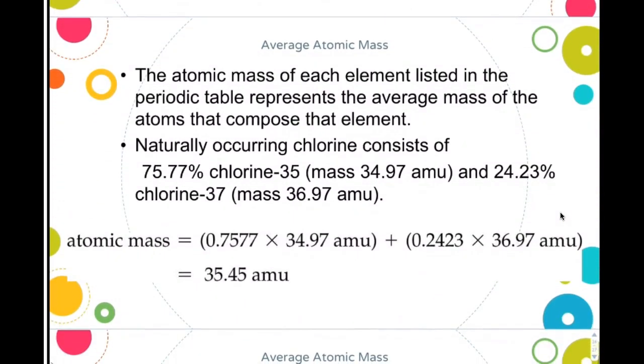So average atomic mass is math that some of my classes are going to do, some of my classes are not going to do. If you're Chem 10, you're going to do this. If you're Chem 2A, you're not going to be doing this.